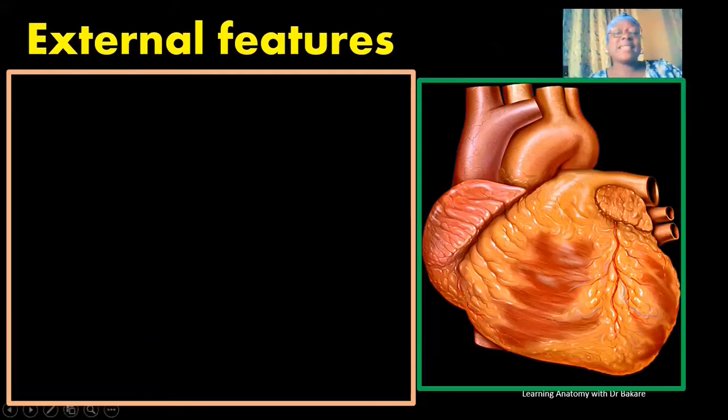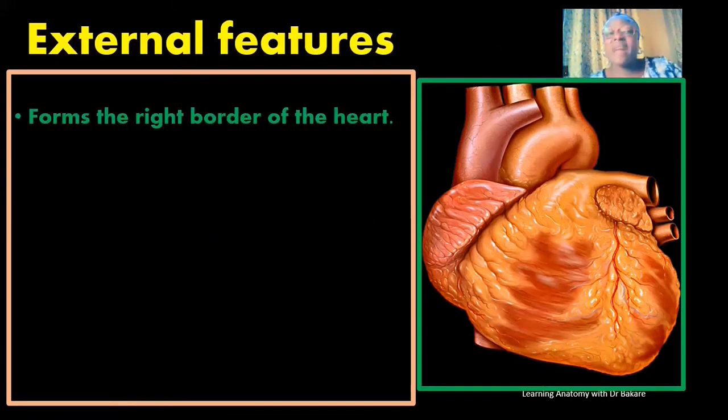So let's look at the external features of the right atrium. If you look at the right atrium on the outside, there are some features or characteristics that are exhibited by the right atrium. It forms the right border of the heart, and this is the right border of the heart. Remember my lecture on the heart. If you've not checked that lecture, please kindly go and do so to get updated. We said that the right border of the heart is formed by the right atrium, and that is what falls into the right border of the heart. So it forms the right border of the heart.